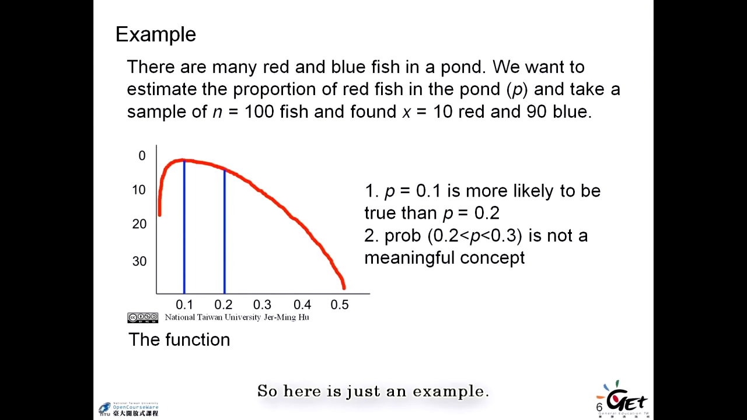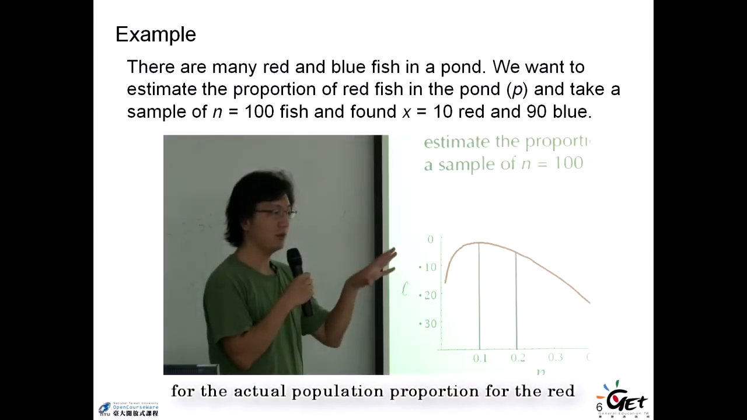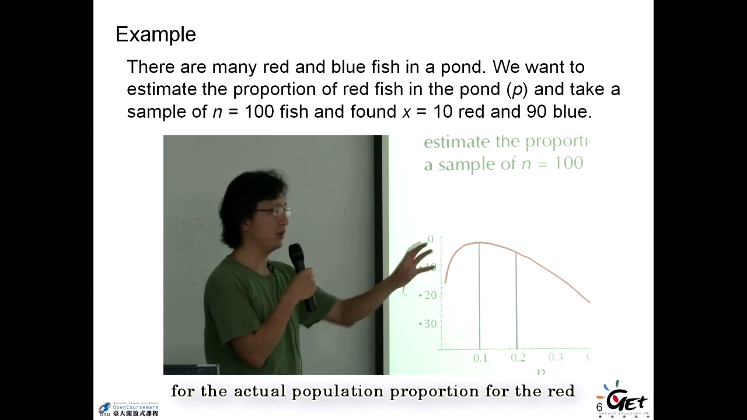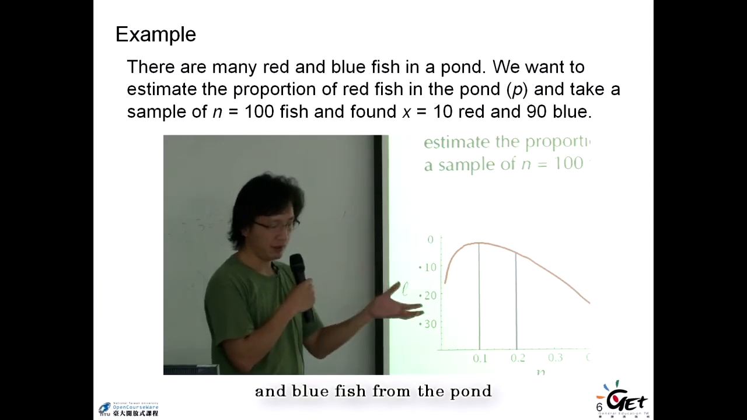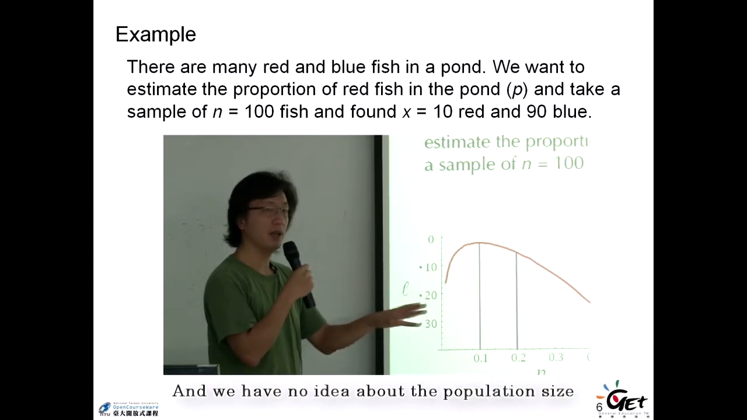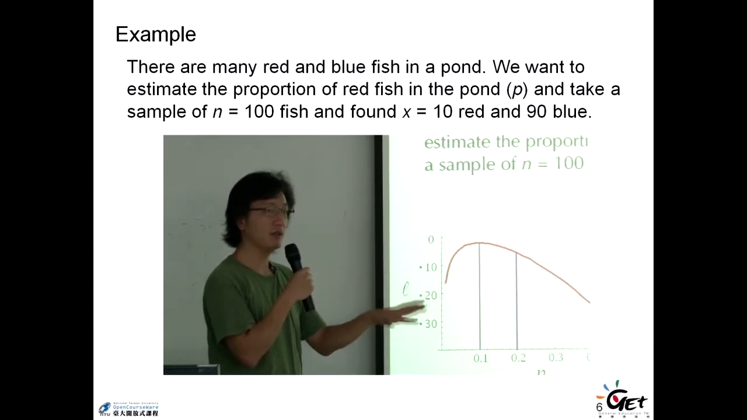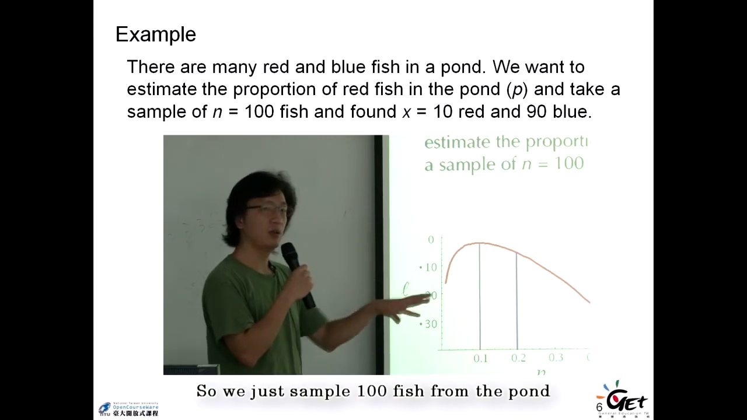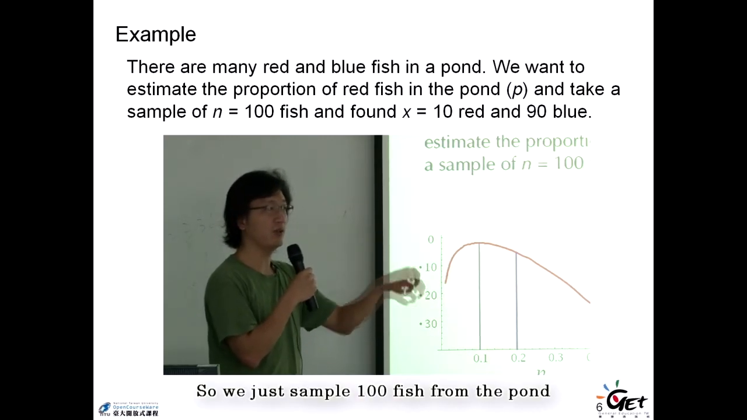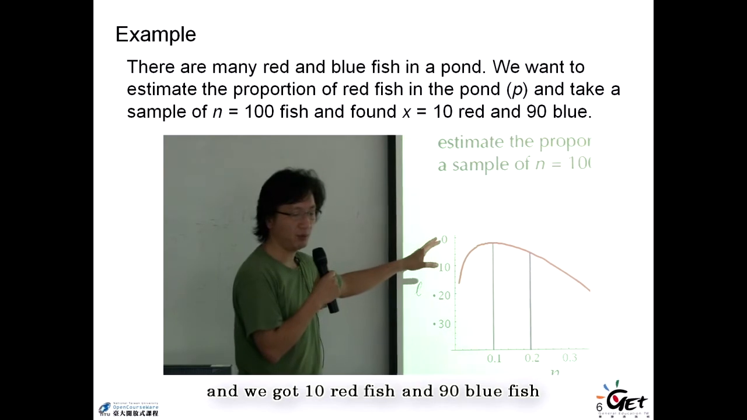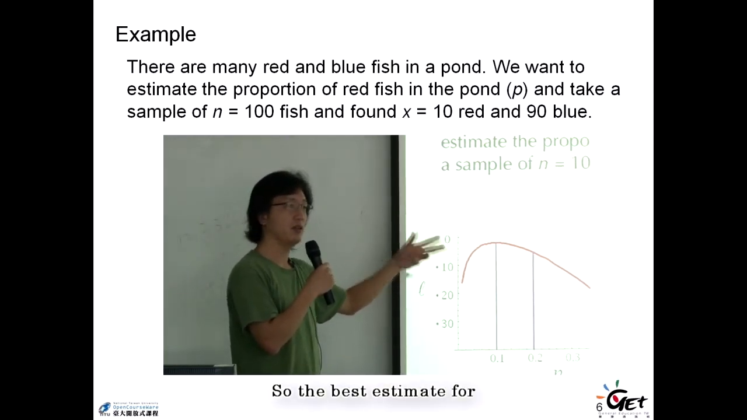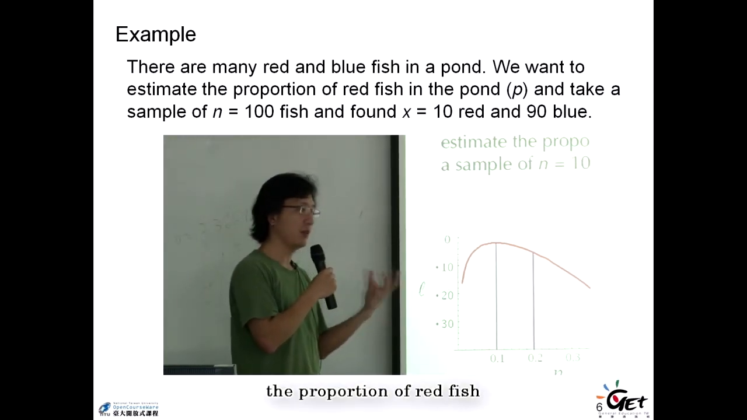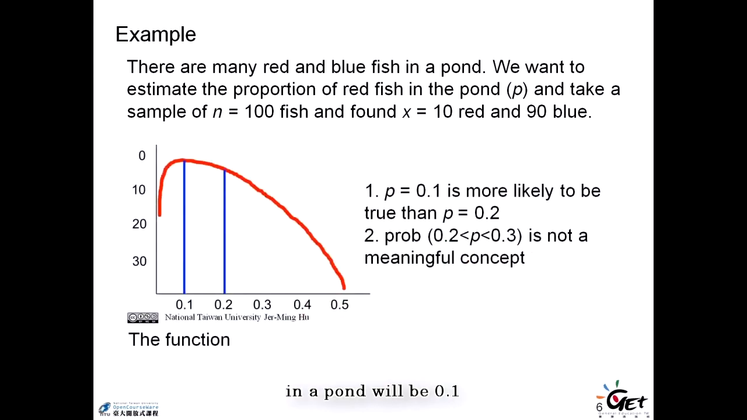Here is just an example. We want to solve for the actual population proportion of red and blue fish in a pond, and we have no idea about the population in advance. So we just sample 100 fish from the pond, and we get 10 red fish and 90 blue fish. So the best estimate for the proportion of red fish in the pond will be 0.1. This is a very straightforward concept, right?